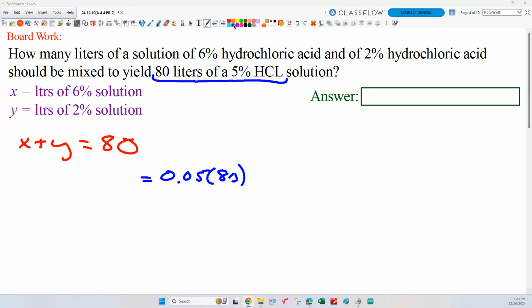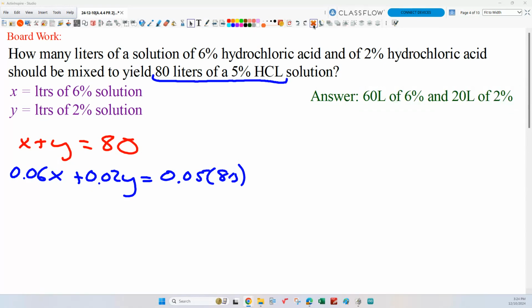Okay, so on the right side, I've got pure acid. I need to have pure acid on the left side too. How much pure acid is there in X liters of 6% solution? Good, so there's 6% of X, right? That's what that says, 6% of X plus 2% of Y, right? Of the Y liters of the weak solution, only 2% of that is pure acid. So 0.02Y, there's my system. You guys threw that into a matrix and you got 60 liters of the strong and 20 liters of the weak, didn't you?